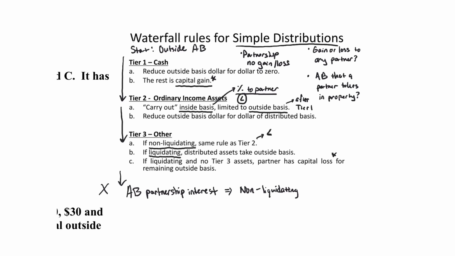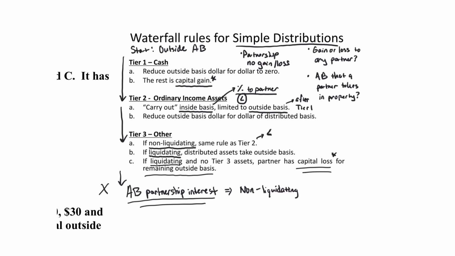And we're going to see another example in problem 3 where we have a liquidating distribution and we actually see how this works out. Now, if you don't have any tier 3 assets and it's liquidating, then what you do is you give the partner a capital loss for the remaining outside basis, because the rules will not let you allocate to a tier 2 asset, an ordinary income or ordinary loss asset, because that would be too good to be true. Then you would be able to increase the basis in that tier 2 ordinary asset, later sell it and take an ordinary loss, and we all know the benefit of ordinary losses over capital losses or other types of losses. So that's a huge item. Now again, if this is non-liquidating, whatever's left gets allocated to the partnership interest.